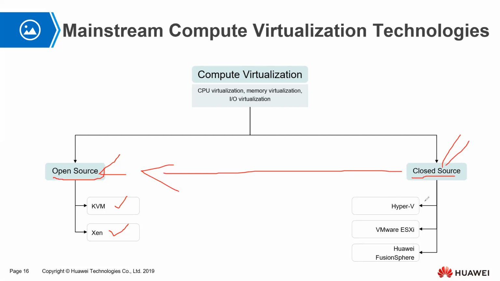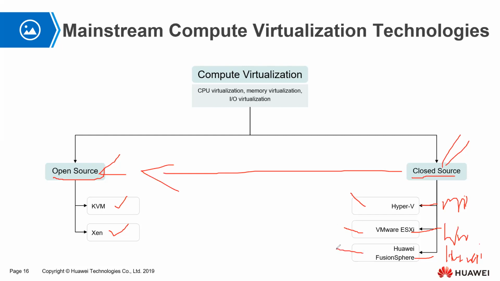And here we have Hyper-V by Microsoft. And you can see we have VMware ESXi by VMware. And also we have Huawei FusionSphere by Huawei. These are all powerful virtualization solutions, all technologies. And as you can see, Hyper-V is type 2 because it is installed in Windows. VMware is type 1 because it is installed directly on the server, directly on bare metal.